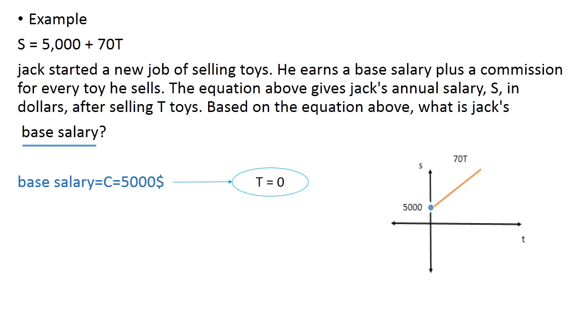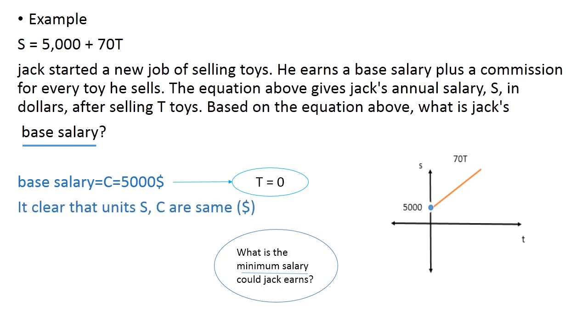They can ask the question in another way by saying what is the minimum salary could Jack earns. When we see the word minimum salary, it also refers to the c constant. Now it's clear that the units of the salary s and the constant c are the same.